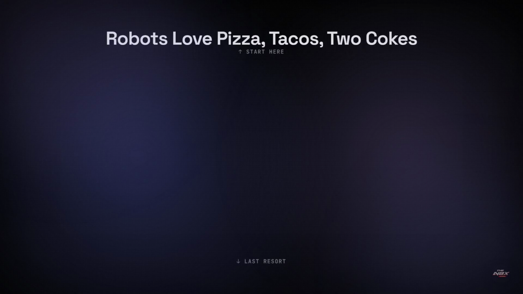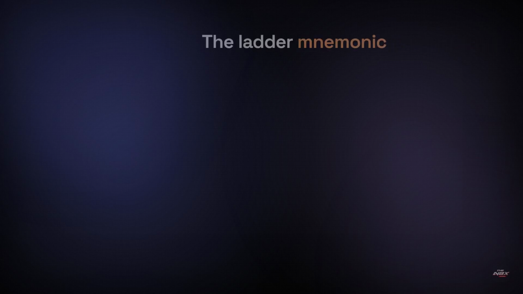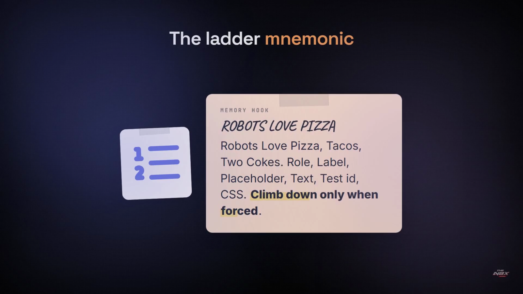So here is the ladder, top to bottom, with a daft sentence that makes it stick. Robots love pizza, tacos, 2 Cokes. Start at the top every time, and climb down a rung only when you must. Role, label, placeholder, text, test ID, and CSS at the bottom. And if you ever catch yourself writing an XPath with numbers in it, that is your signal to go and ask for a test ID instead.